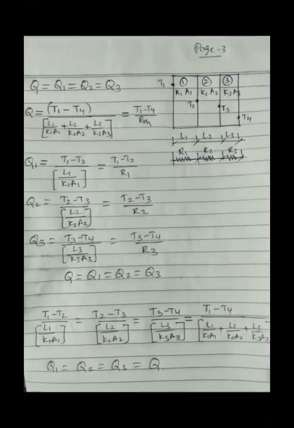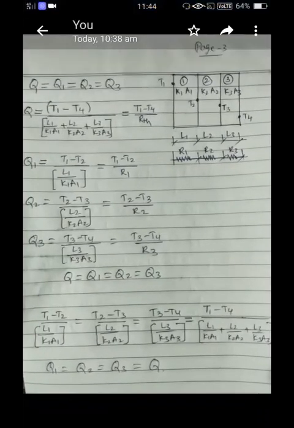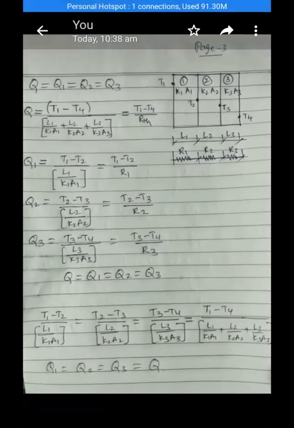It is given by. So individually, I have tried to separate it. So T1 minus T2, here you can see T1 minus T2 divided by L1 divided by K1 A1. So this is for the first block, that is Q1. That is the rate of heat transfer through the first block.